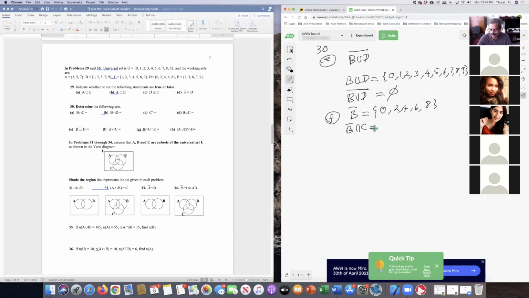So what is common to 0, 2, 4, 6, 8, and C? I get 2, 4, 6. So we have 2, 4, and 6. That's it. Yeah, I figured it out. It's because C doesn't include 0. Right. That's all you have. Okay.